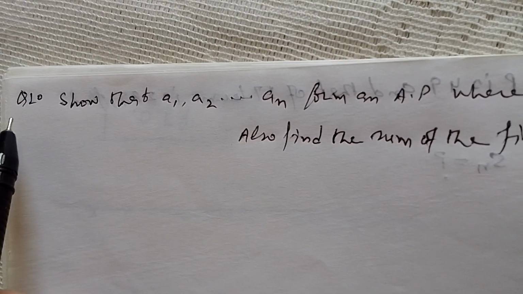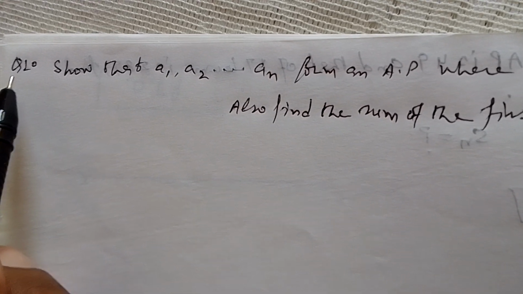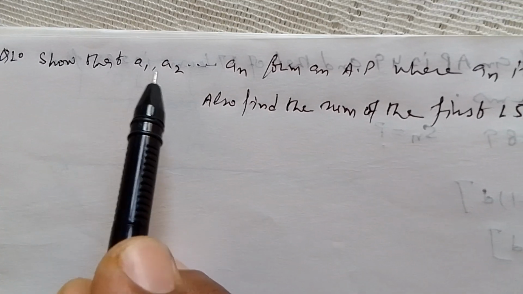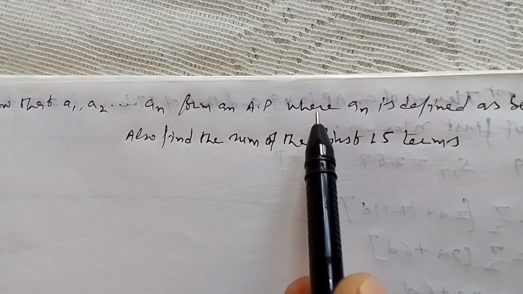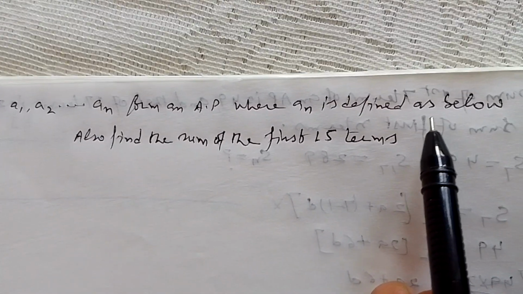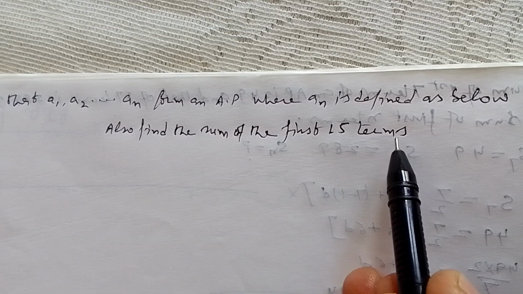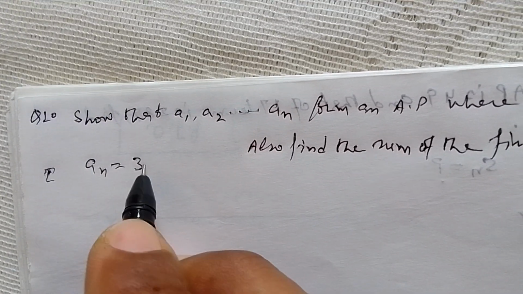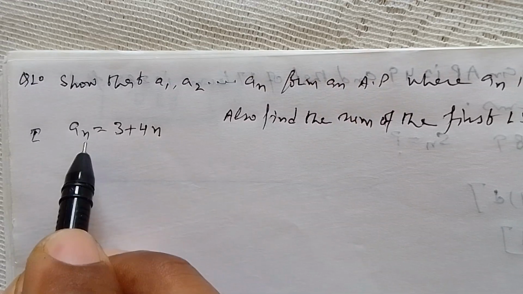Now the 10th question of exercise 5.3 of the arithmetic progression chapter. The question is, show that a1, a2 to an form an AP where an is defined as below. We also have to find the sum of the first 15 terms. The first part of the question is an equals 3 plus 4n. So an is given here.